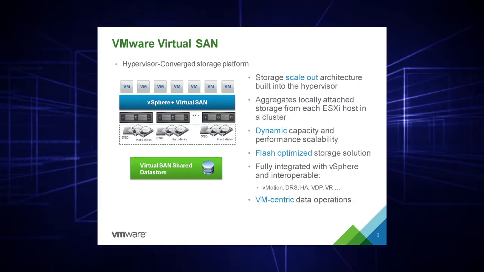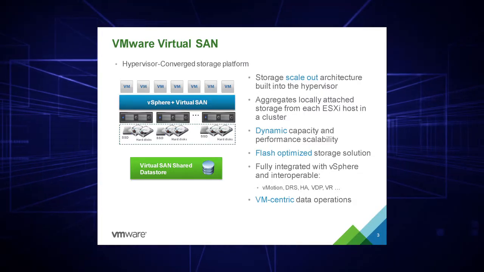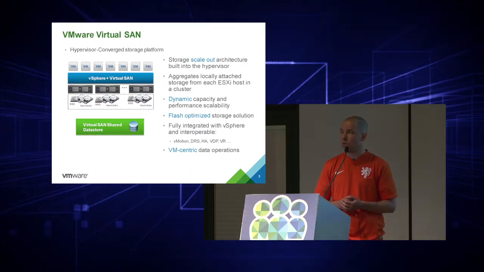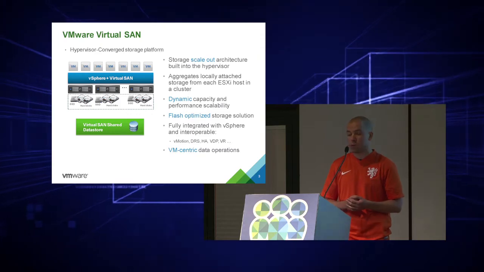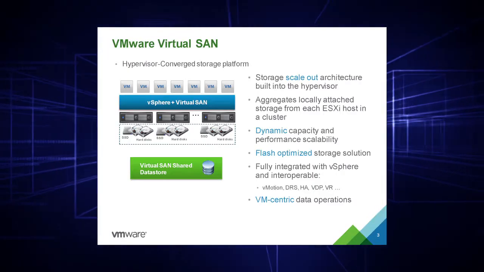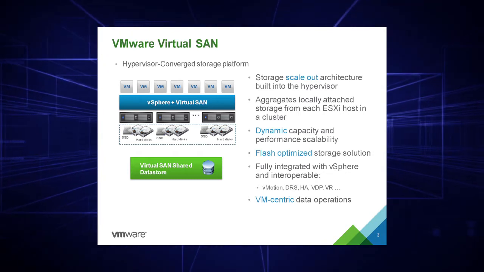So let's start with what virtual SAN actually is, and VMware likes to call this a hypervisor converged storage platform. The main reason we started using hypervisor converged storage platform is because it's not a hyperconverged platform, it's a platform that actually sits within the hypervisor. So that's the key differentiator between what VMware has and what a lot of the other parties have to offer today. As I mentioned, the key differentiator is the fact that virtual SAN actually sits within the hypervisor.